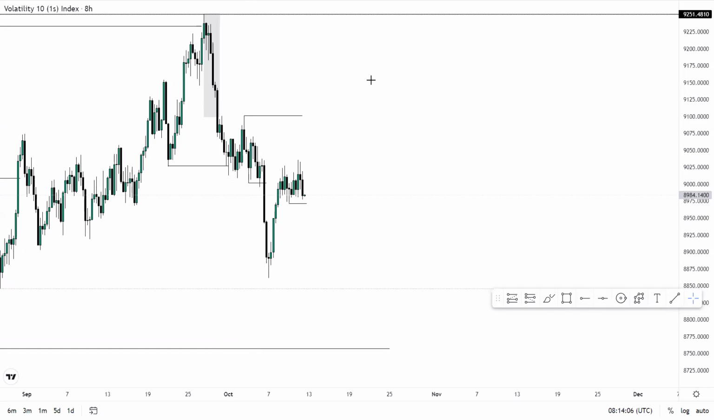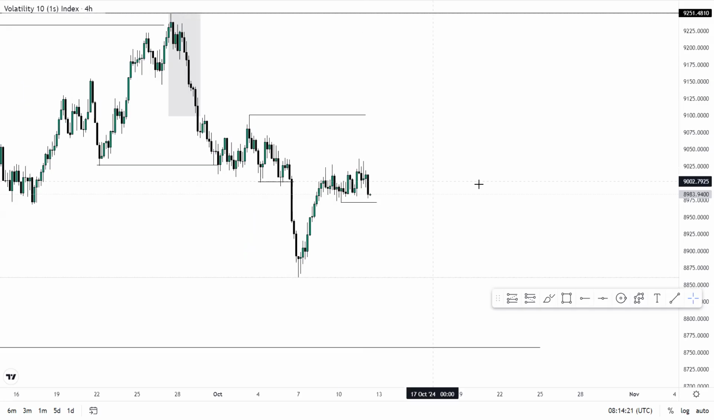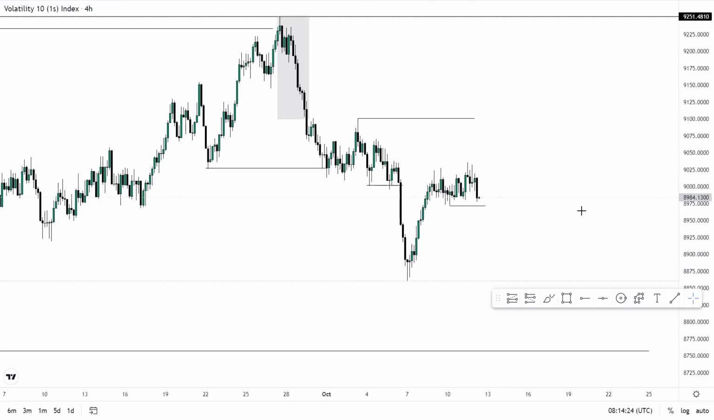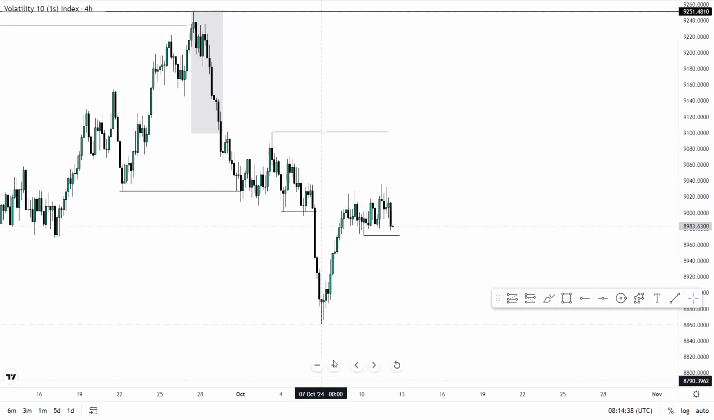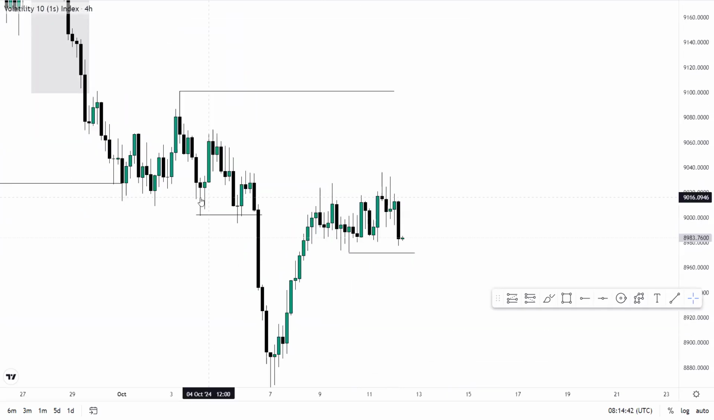So let's go to our 4 hours time frame and see what the market is currently doing with that particular break of structure to the downside. So a high, we swept this low. I came back to take this side. So we had a break to the downside.